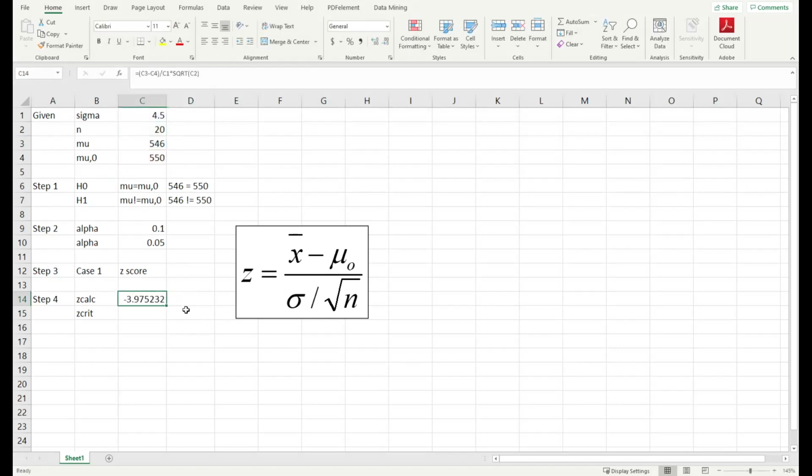So I should get negative 3.97. And this makes sense, no? Because 546 is less than 550. Therefore, nasa left tayo. So, bakit sa step 1? Bakit sa step 1 mu naught yung 546?